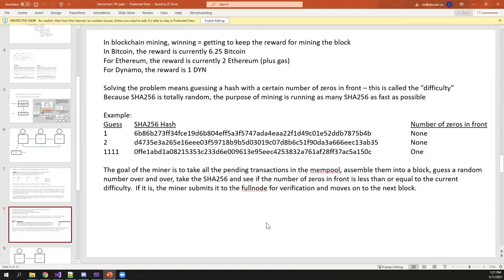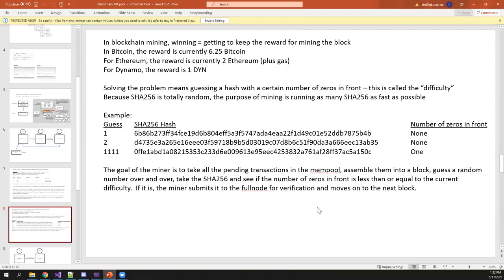The rolling of the dice is trying to find a SHA-256 hash that has a certain number of zeros in front. And I think for Bitcoin, it's like 23 zeros right now. So imagine trying to find a number that has 0, 0, 0, 0, 0, 0, 0, 0, 0, all the way to 23, right? And remember, because SHA is like this random scrambler, there's no way to pick an input that will result in a certain output. It's just a complete guess.